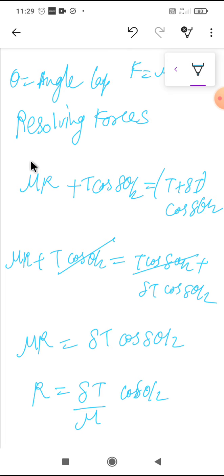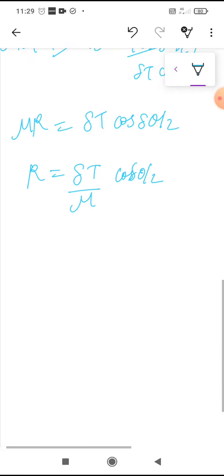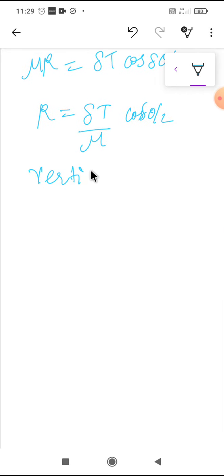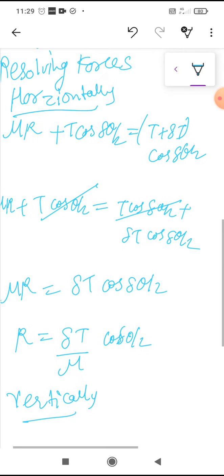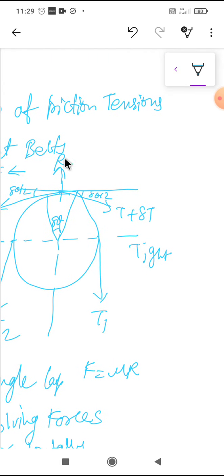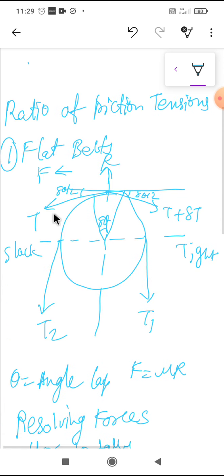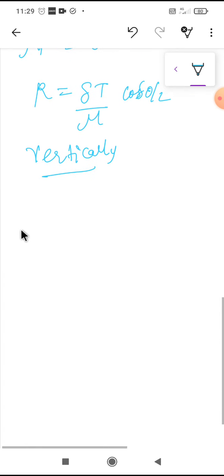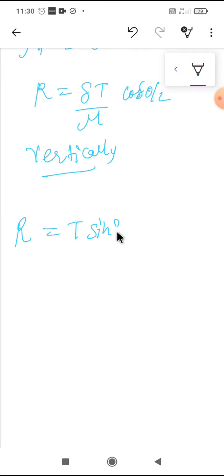Now let's resolve the forces vertically. So this was horizontally, now let's resolve the forces vertically. So in the upward and downward direction here, in the upward direction, that is R, and in the downward direction, these tangential forces will be in sine theta form. So R in the upward direction, and in the downward direction it is T sine delta theta by 2 plus T plus delta T into sine delta theta by 2.